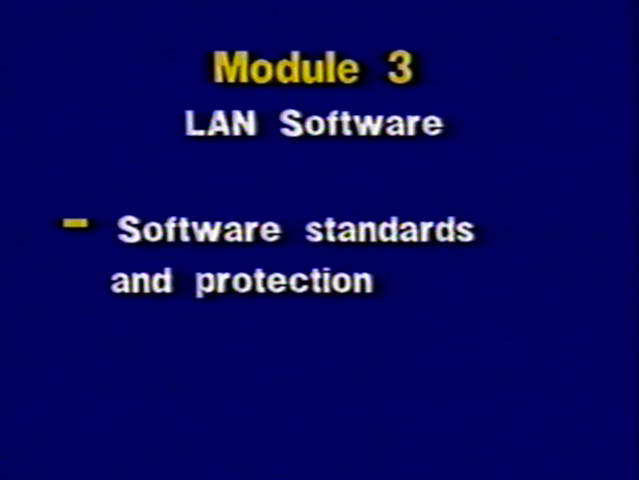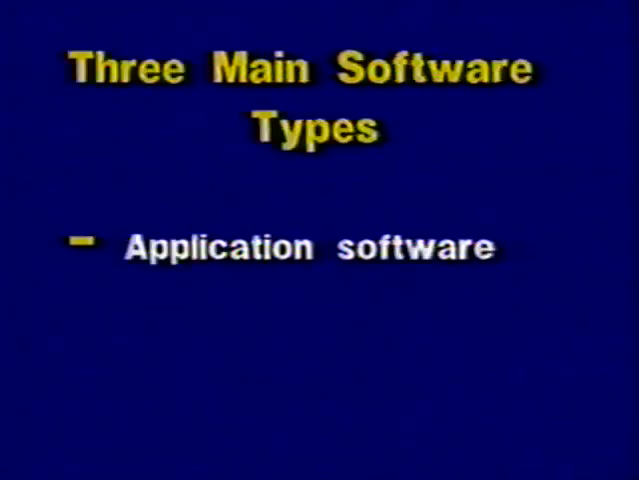So to begin with, let's talk about the three main software types. The first type is application software, and application software is designed to solve problems. This is what we go to the store for if we have a standalone system, to buy software in order to solve a problem. Now, when we talk about application software, we usually mean that the software is going to run on the workstation and not on the server.